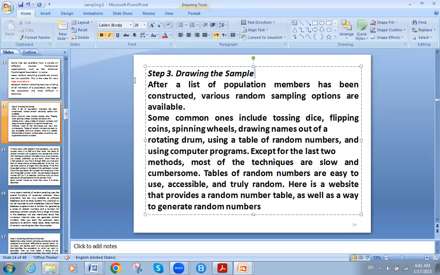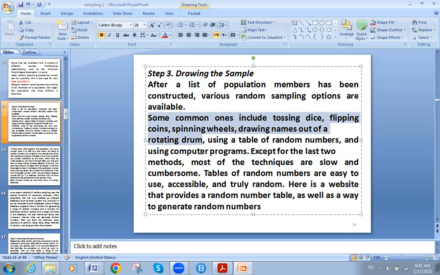Third step in the process of sampling: drawing the sample. After a list of population members has been constructed, various random sampling options are available. So here now, we will start the sampling. Some common ones include tossing dice, flipping coins, spinning wheels, drawing names out of a rotating drum, exactly like the lottery.